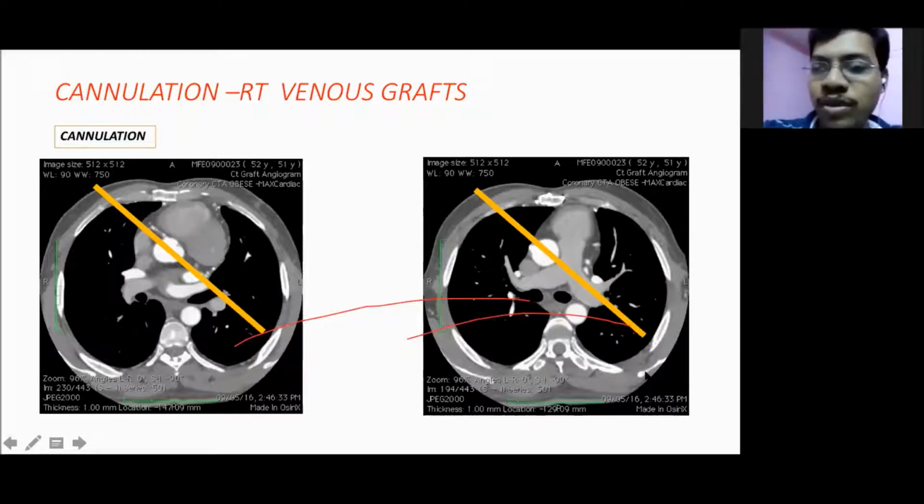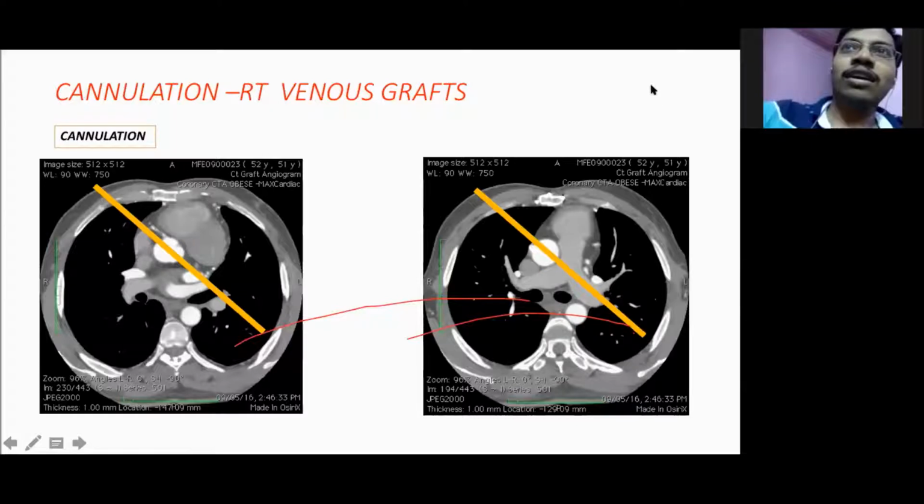Sir, I have one more question, sir. Yeah, Anand. Sir, sometimes we see that the graft fills retrogradely to a certain extent through the native coronary. So it means the native coronary is also patent, and the graft is also patent.